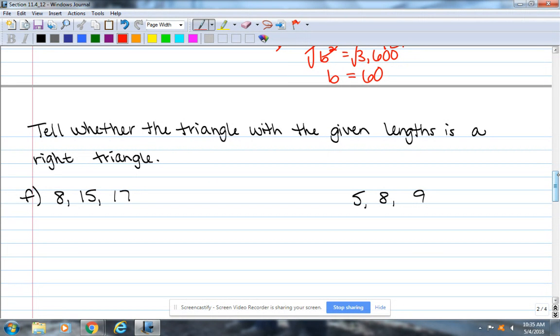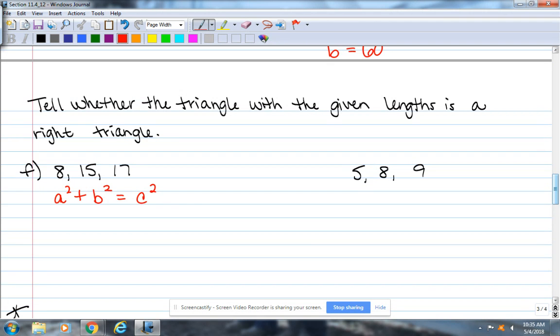Now, most of the times these are written in numerical order for you, but it's always safe to double check because sometimes they mix up the order. Does that make sense? So always make sure C will be your longest side. So if A squared plus B squared equals C squared is true, then yes, you have a right triangle. If it does not work out to be true, then no, you don't have a right triangle. All right?